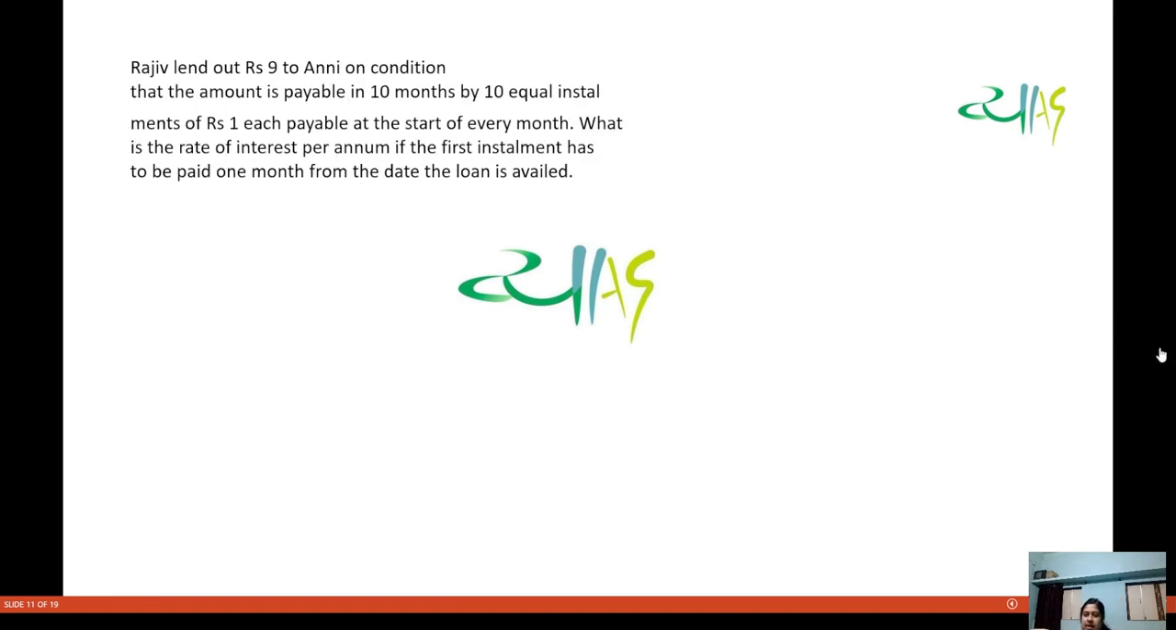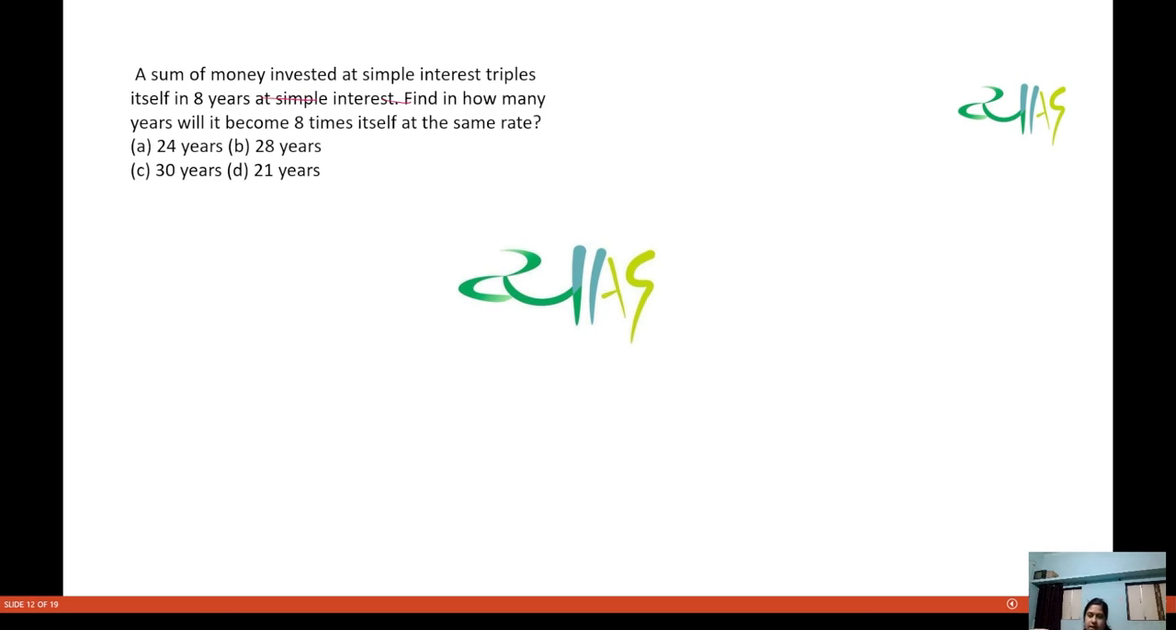Now look at this. Rajiv lent out rupees 9 to Annie. We will see this question in the last class. This is one of the toughest questions.